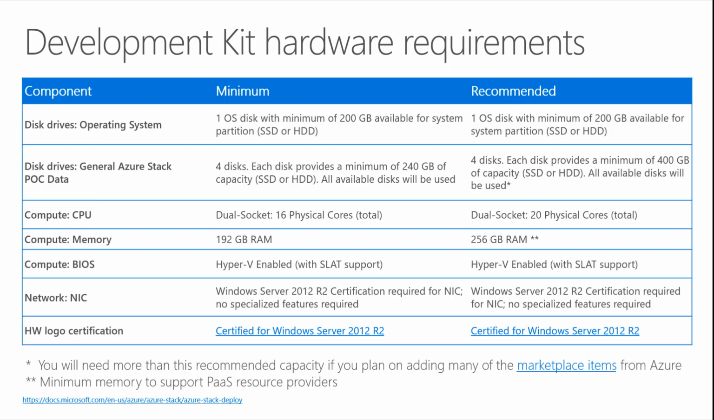Compute memory. This has gone up quite a bit from when we first started for a couple reasons. One, the minimum requirement that used to be listed was just really not very useful at all. And two, we've grown quite a bit in adding capabilities and possibilities with Azure Stack compared to just a couple years ago. So 192 gigabyte of RAM, 256 is better and preferred. So if you're over the 200 gig threshold, you're doing pretty well for an ASDK. For the compute, Hyper-V enabled with SLAT support. For the network NIC, at least Server 2012 R2 certification is required for the NIC, otherwise no specialized features. And the hardware is just going to be certified for Server 2012 R2.